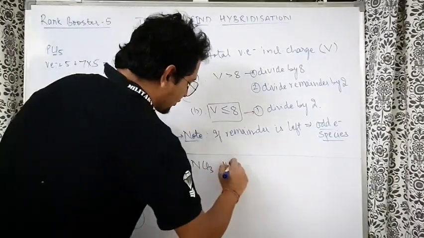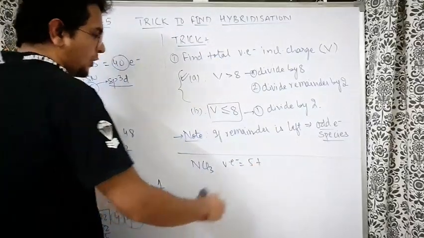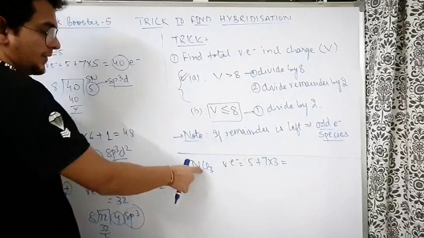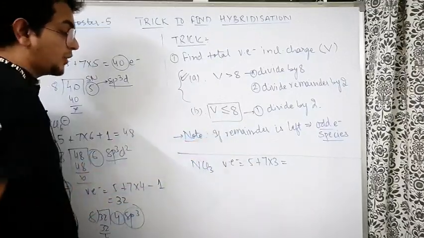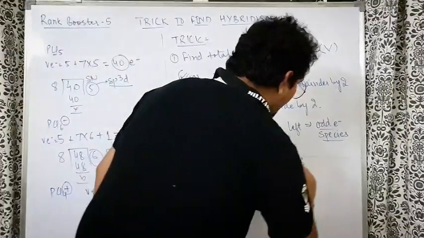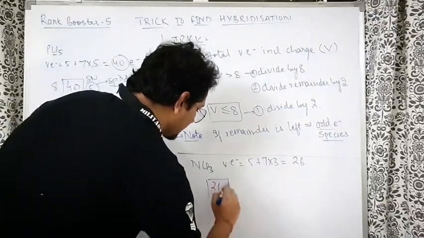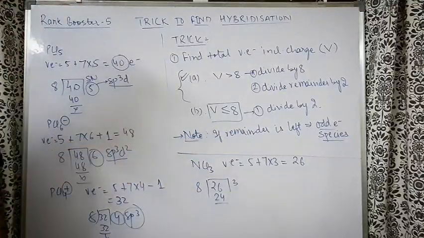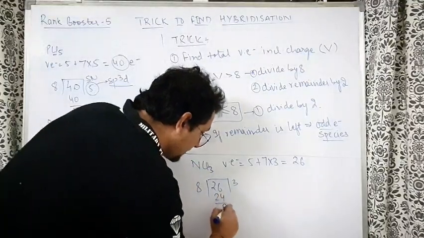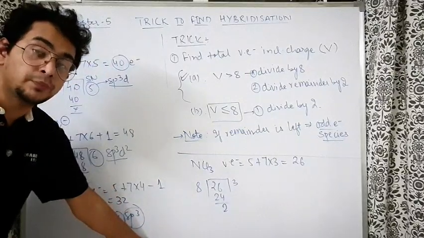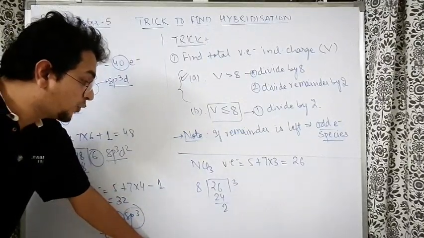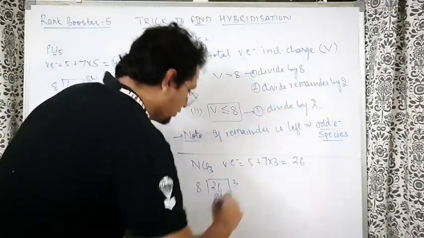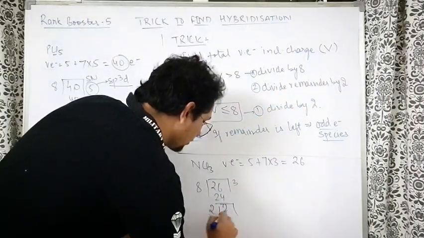So nitrogen valence electrons will be 5, chlorine 7 into 3, chlorine has 7 valence electrons and there are 3 chlorines. So 21 plus 5, 26. So very beautiful. 26 divided by 8, 8 3s are 24. Understand now. Remainder 2. Now what to do? This remainder is divided by 2. So I will divide this further by 2.